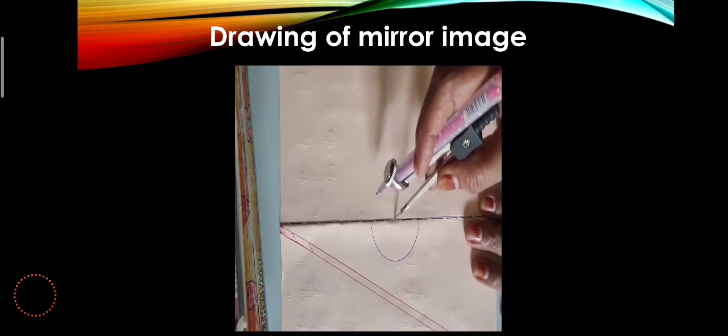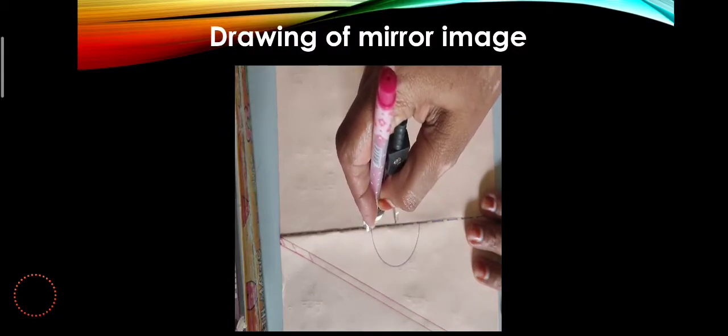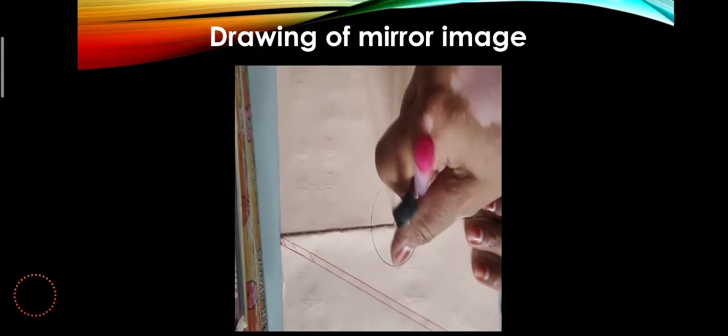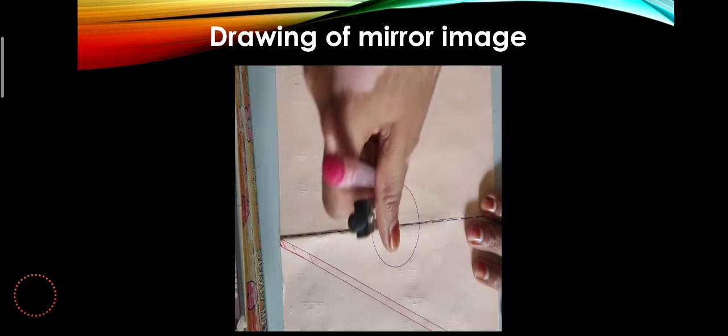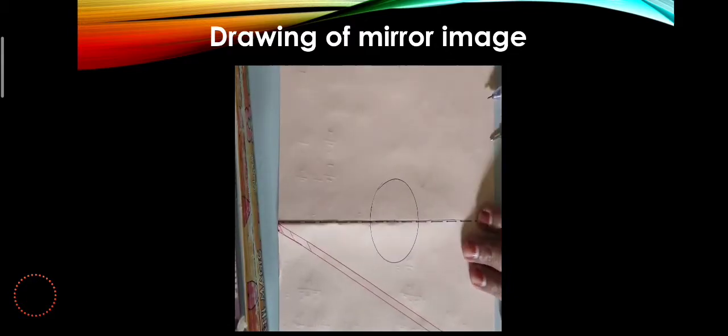Now look at this circle. The circle has been drawn half. I'm going to complete it by drawing its mirror reflection. So here we have drawn, and here in this manner I have completed the figure.